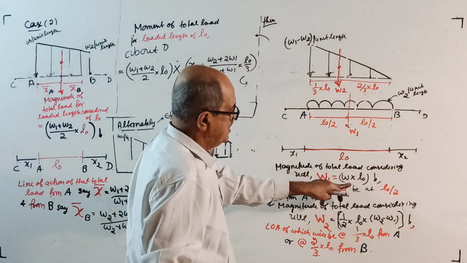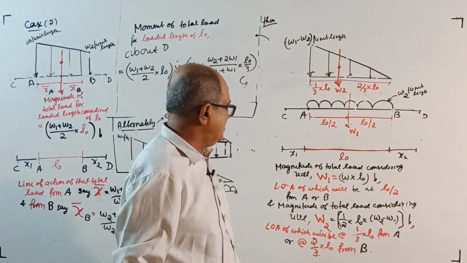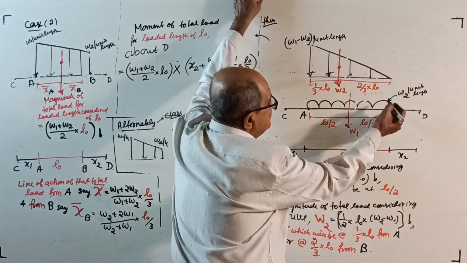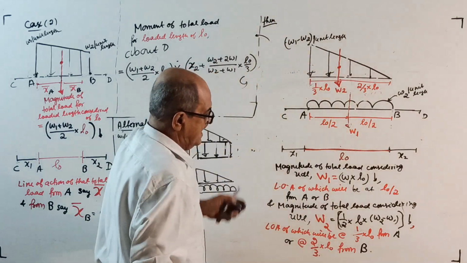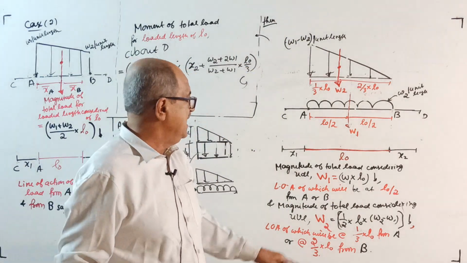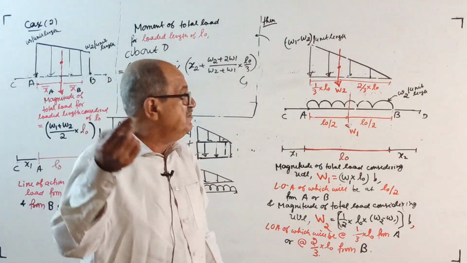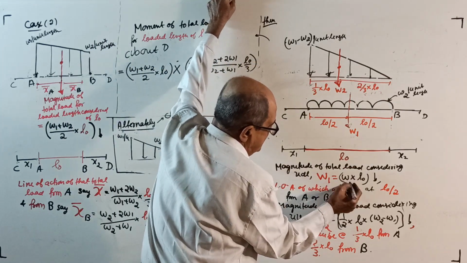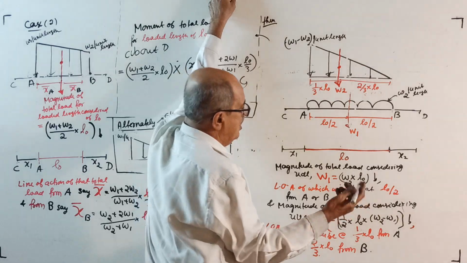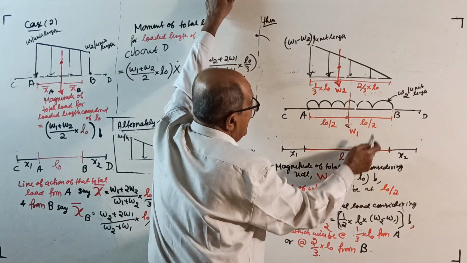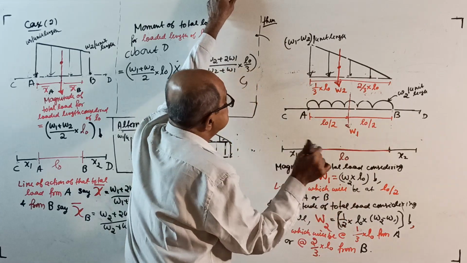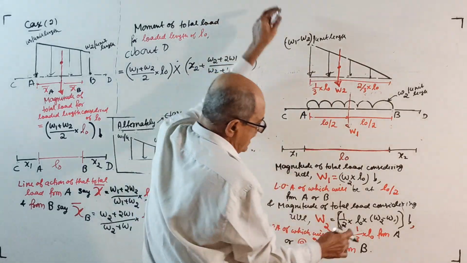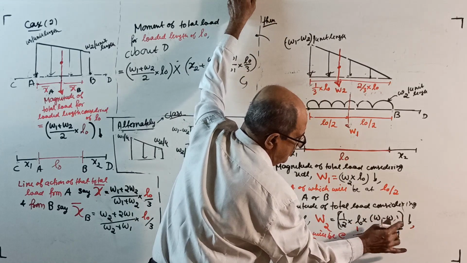Oh, last time I wrote W into L0. I forgot last time, I don't know why it happened. Last time this UDL was W1, but I forgot to write the suffix 1. Make a note, it is not W. Last time this was W1, make a note. Now it is W2, there is no W here first of all. W2 into L0 acting at L0 by 2. This total load is half into L0 into W1 minus W2, not W2 minus W1 now.